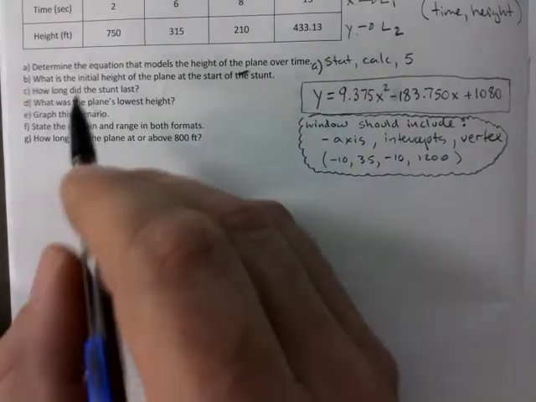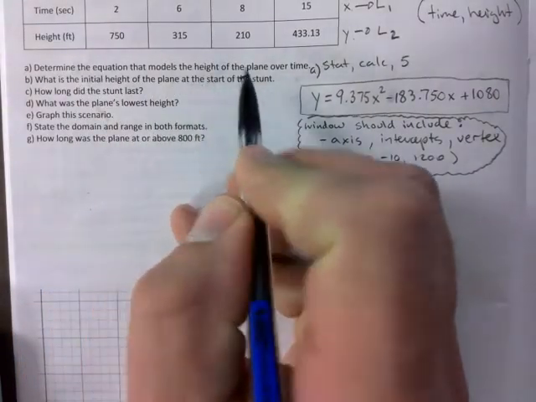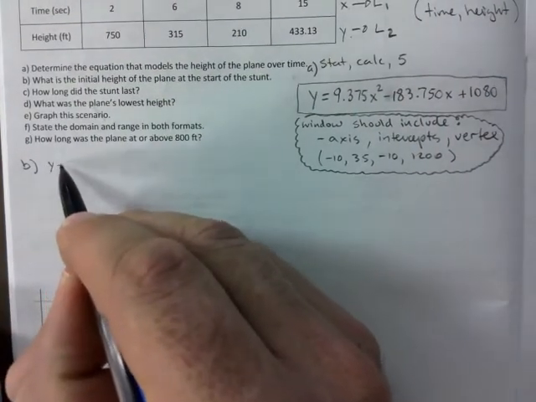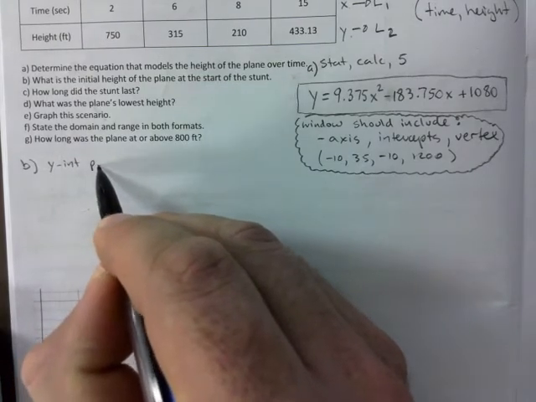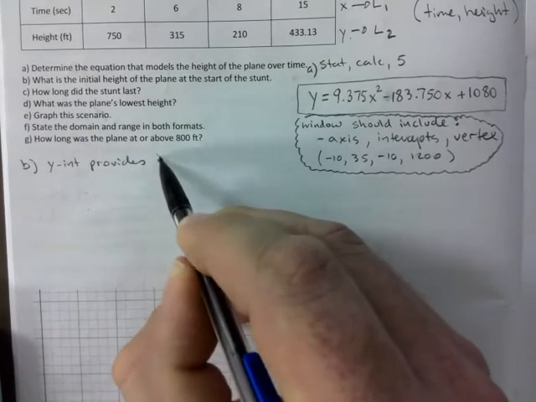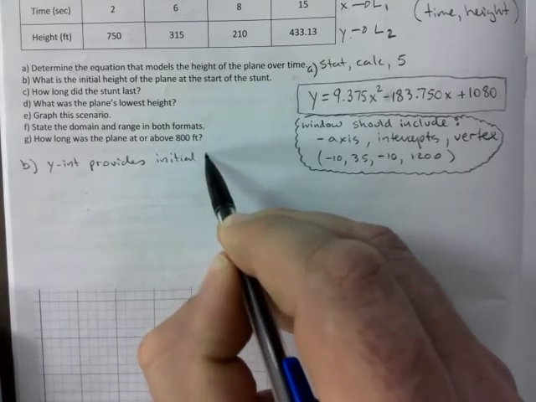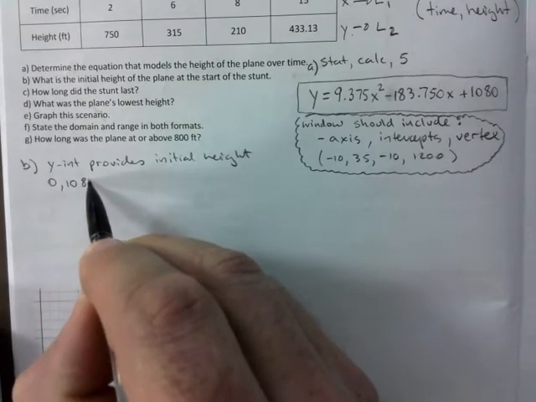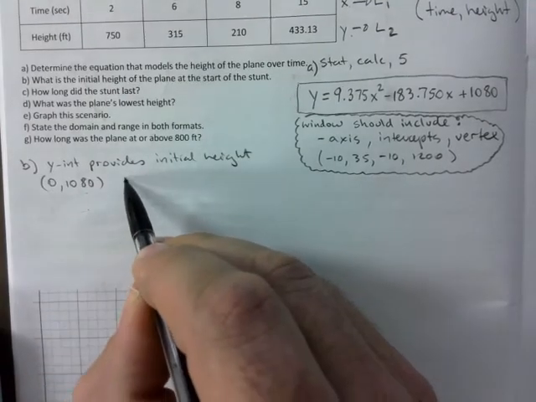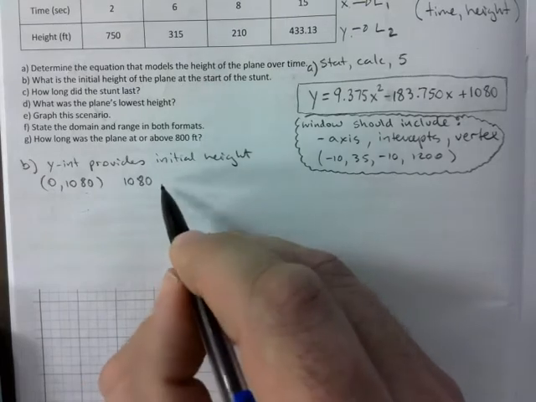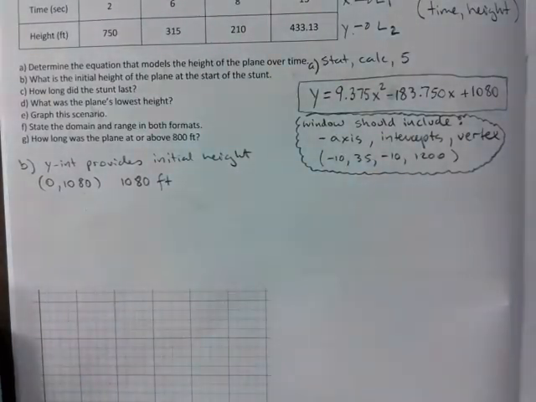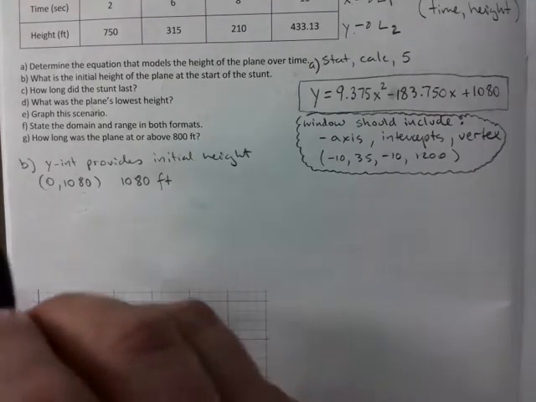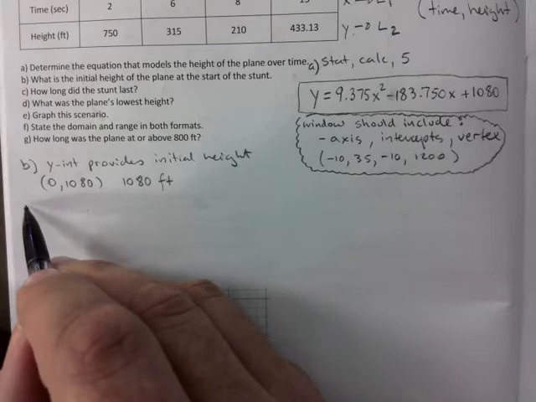Okay, so here we go. What's the initial height of the plane at the start of the stunt? I'm going to answer that here. The y-intercept provides the initial height. So I'm going to go 0, 1080 is the y-intercept, so 1080 feet is the initial height. Done. C.